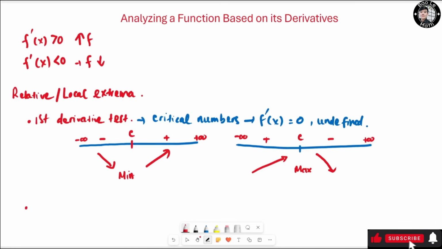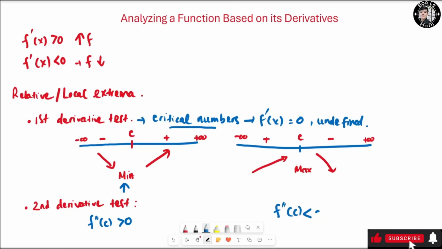Now, the second way to do this is to use the second derivative test. We still use the critical numbers right here. Alright, so if f double prime of c is greater than 0, the function has a relative minimum, right? If f double prime of c is less than 0, the function has a relative maximum, right? Now, if f double prime of c equals 0, the test fails, right? Move on to the next one.